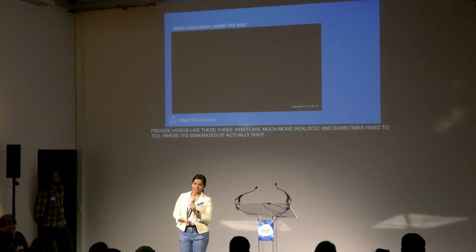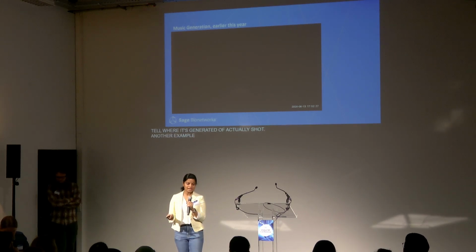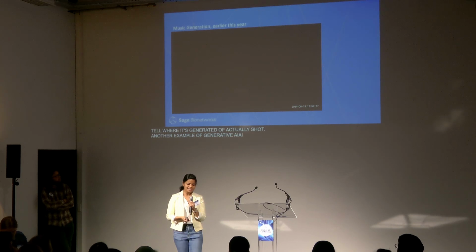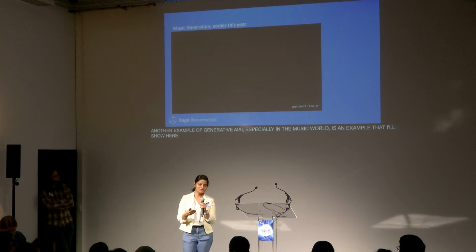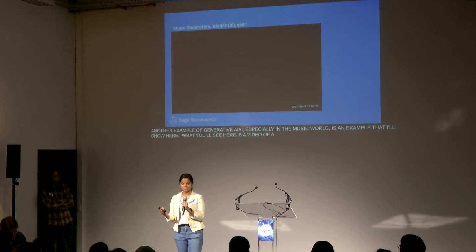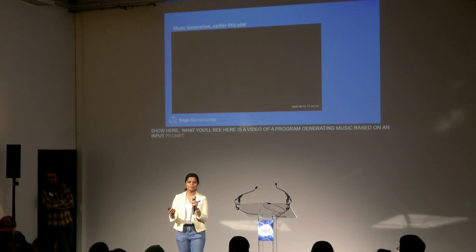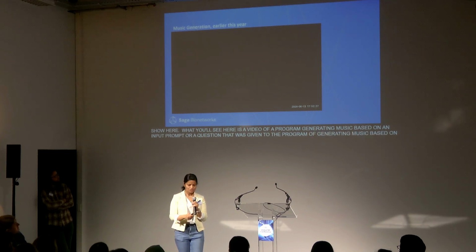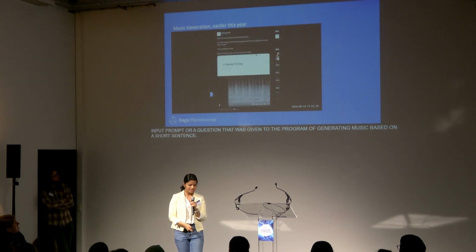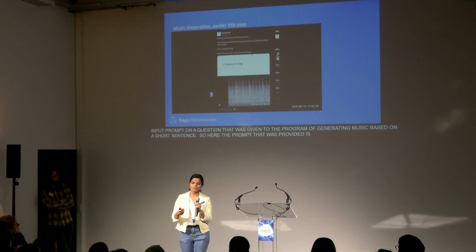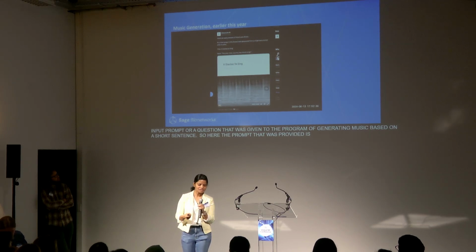Another example of generative AI, especially in the music world, is an example that I'll show here. What you'll see here is a video of a program generating music based on an input prompt, a short sentence given to the program. Here, the prompt that was provided is, "It started to sing," and there was additional information given about style.